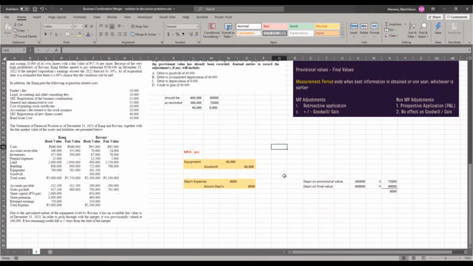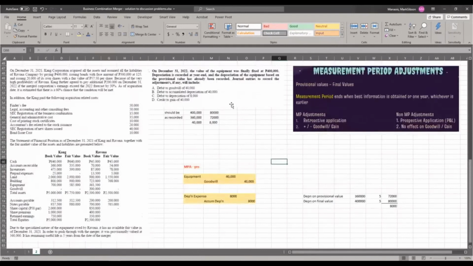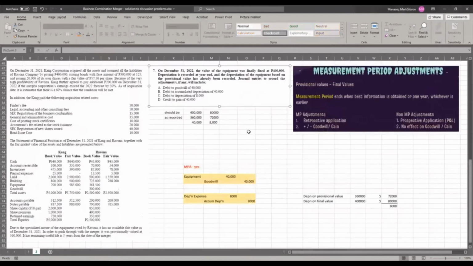Now, balikan natin yung requirement number 7. Requirement number 7, this is very tricky, kahit ako ay myself, I hate this type of problems. Kasi imagine, ang daming pinapagawa, tapos ang choices ko yung mga entries pa. So, you have to be familiar with the different entries. Otherwise, hindi mo masasagot yung mga ganitong problem.